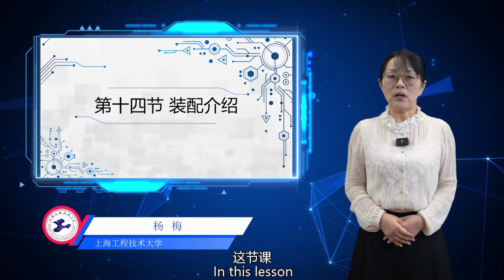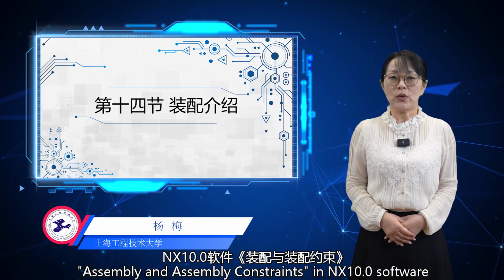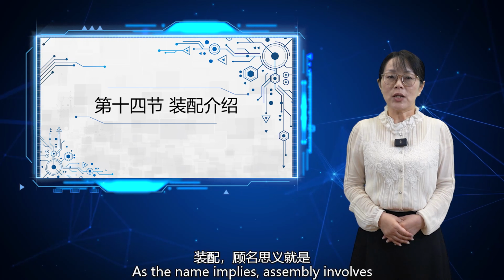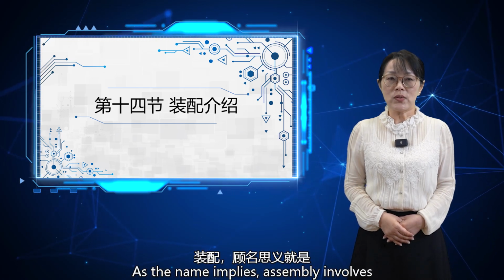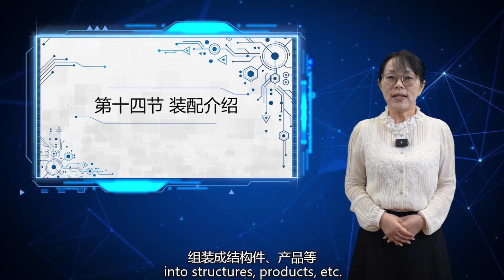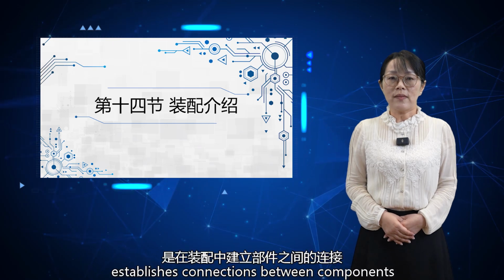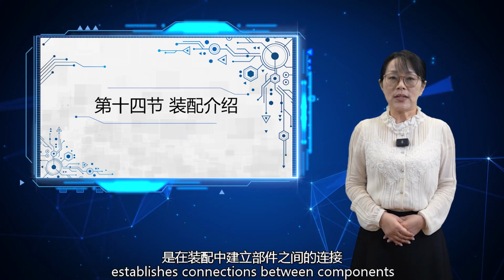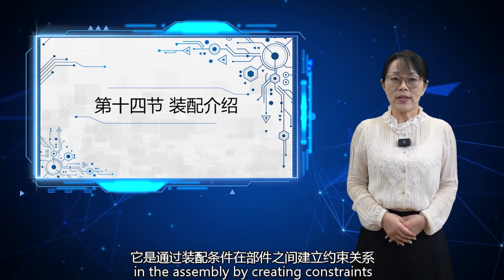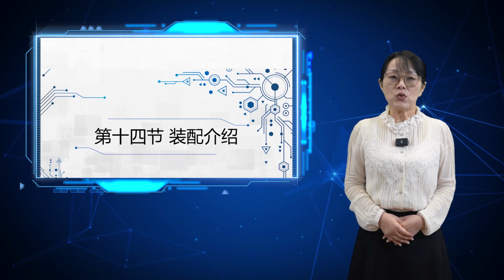Hello everyone, in this lesson, we will learn about assembly and assembly constraints in NX10 software. As the name implies, assembly involves assembling the modeled parts into structures, products, etc. The assembly process establishes connections between components in the assembly by creating constraints that define their positions in their product.